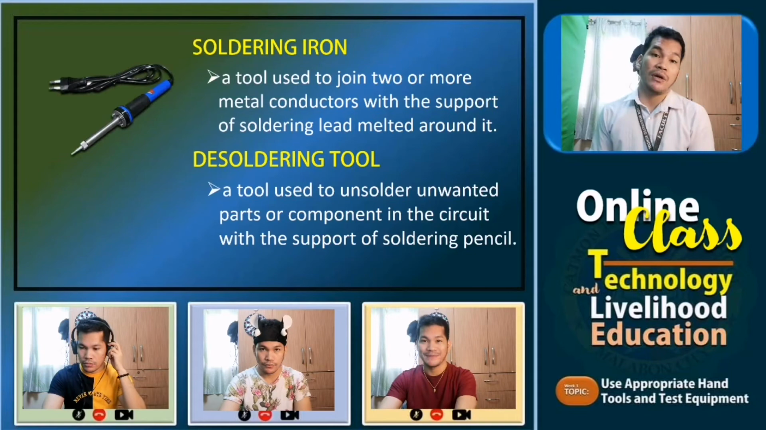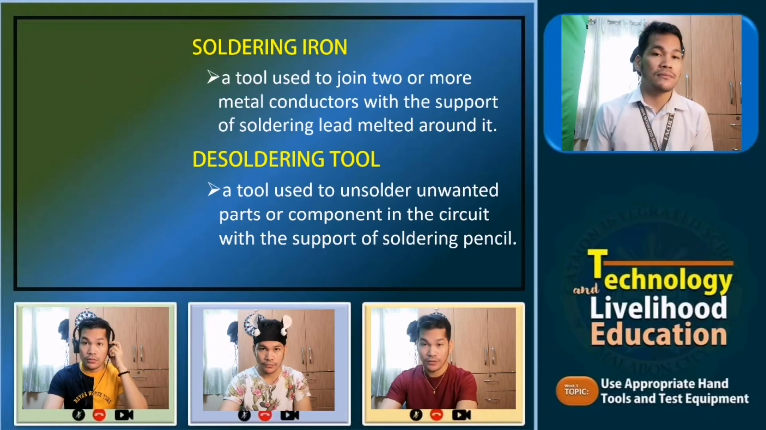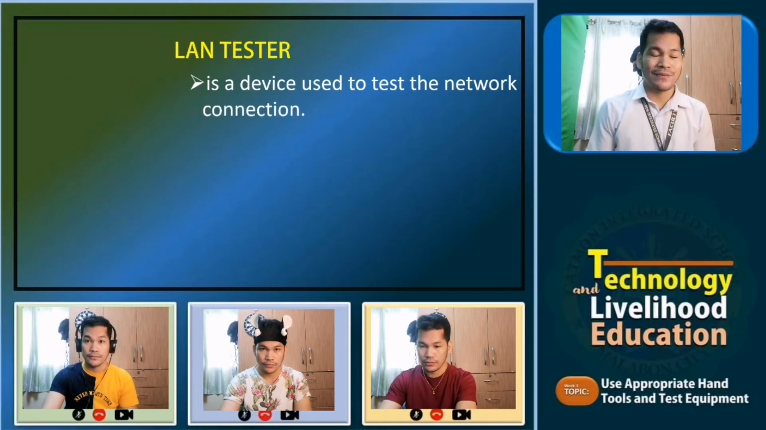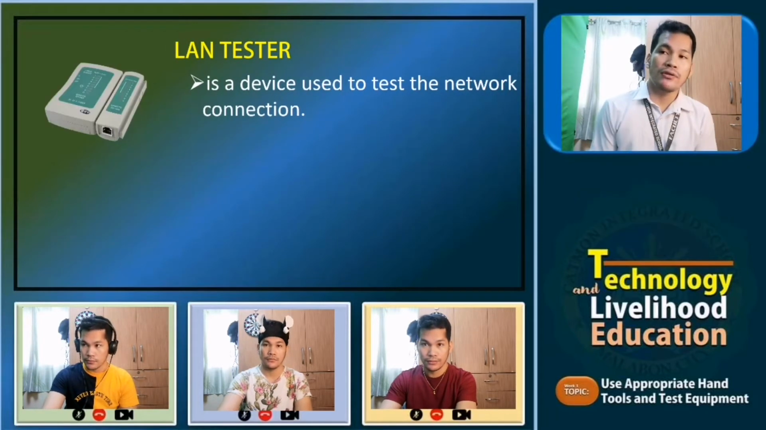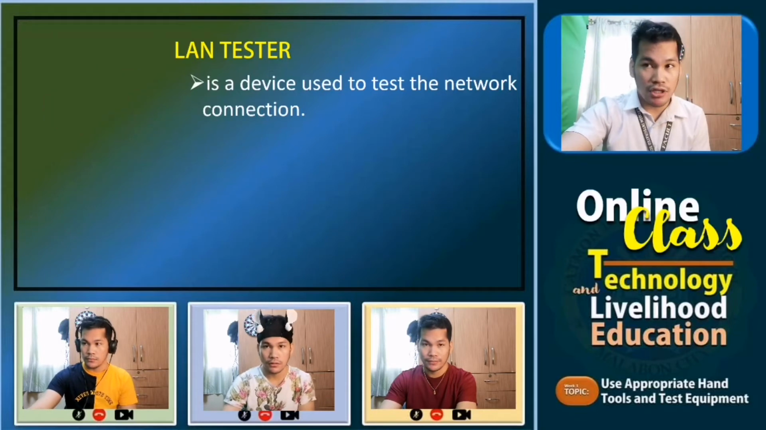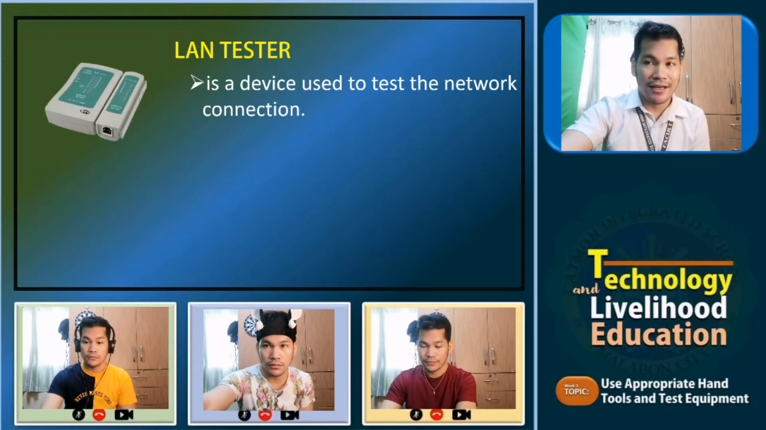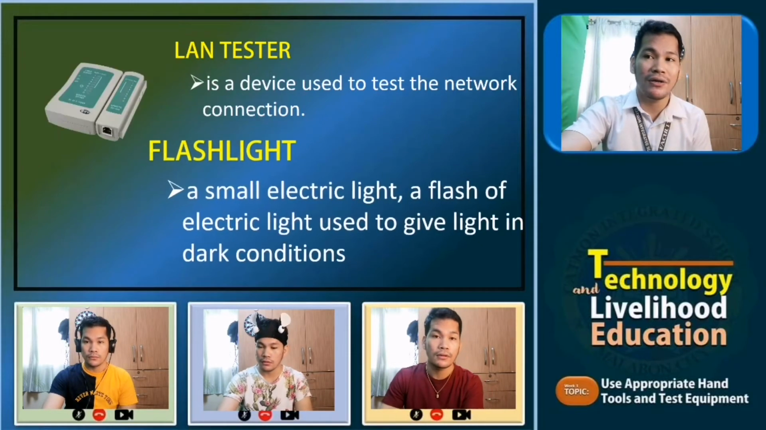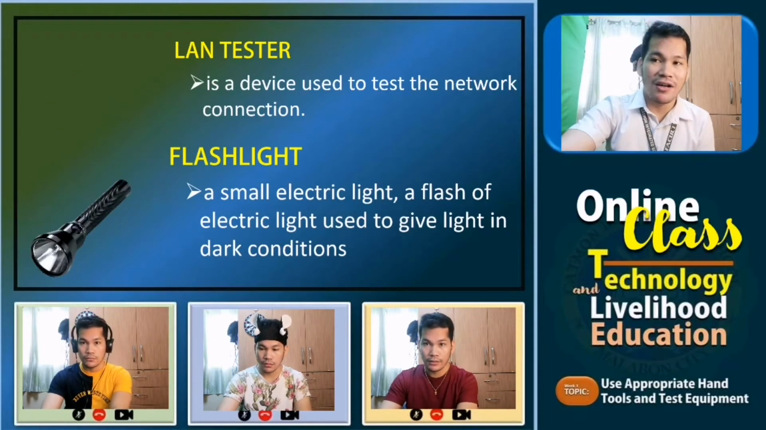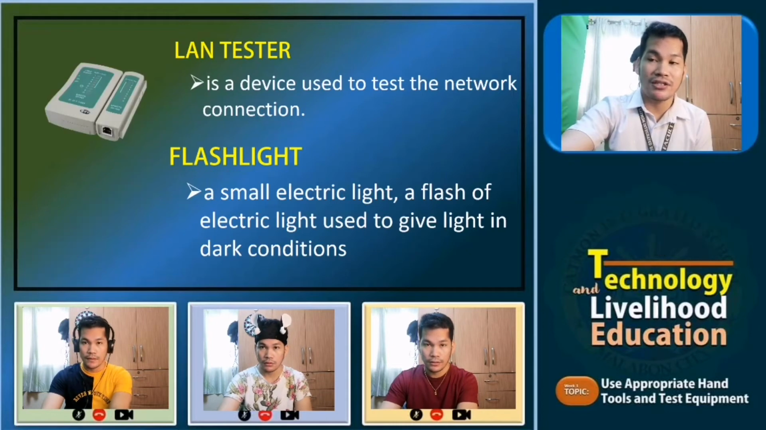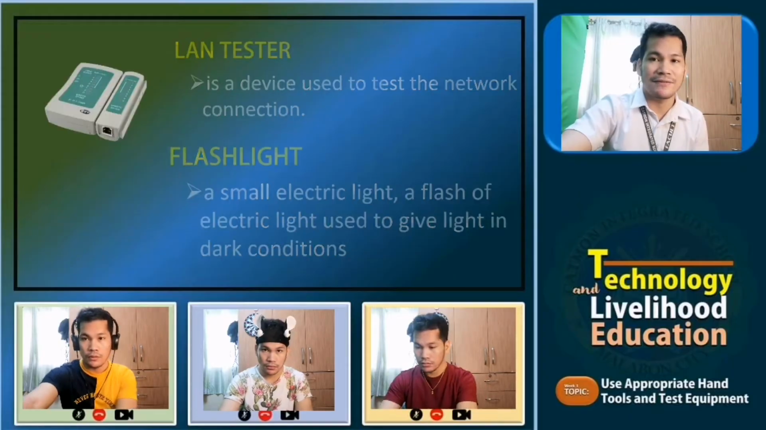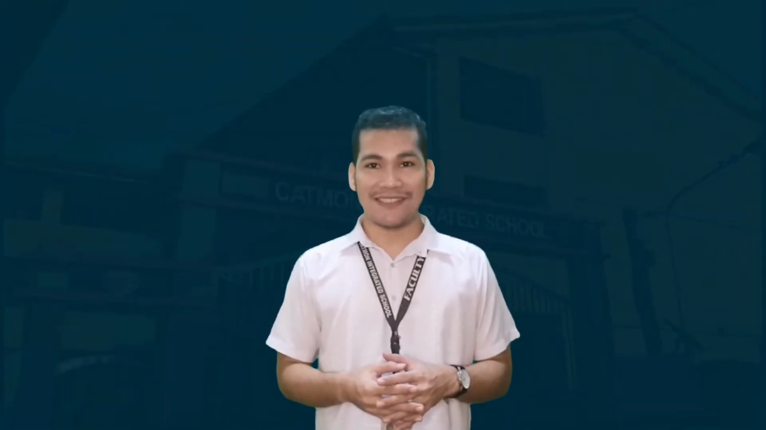Okay, so by the time that we are in the networking lessons, we will be able to find out this LAN tester, because it is a device used to test the network connection. Okay, and the next one, just like your classmate presented a while ago, flashlight. A small electric light, a flash of electric light used to give light, of course, in dark conditions. So those are the examples of hand tools and equipment.